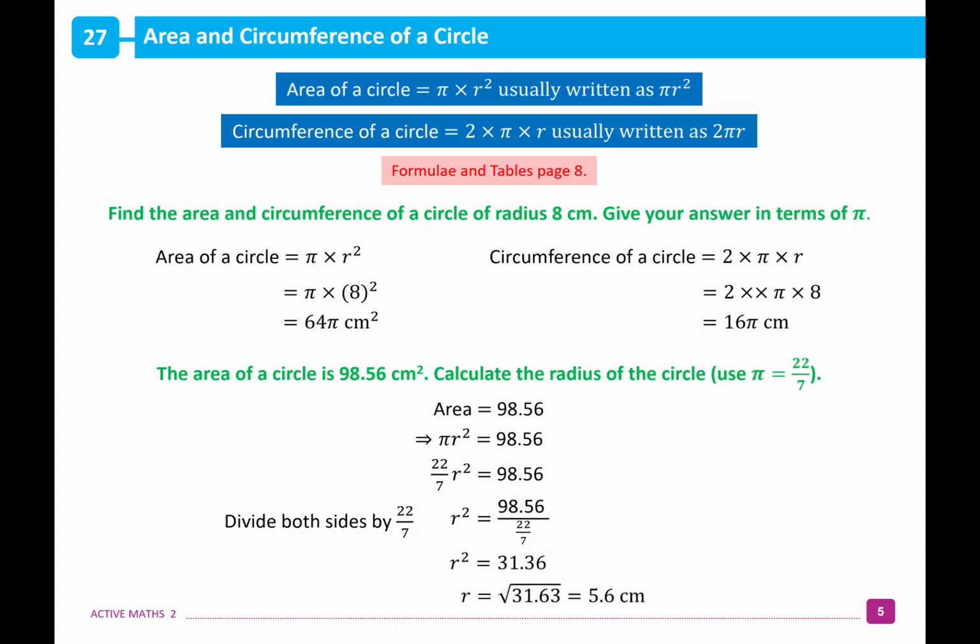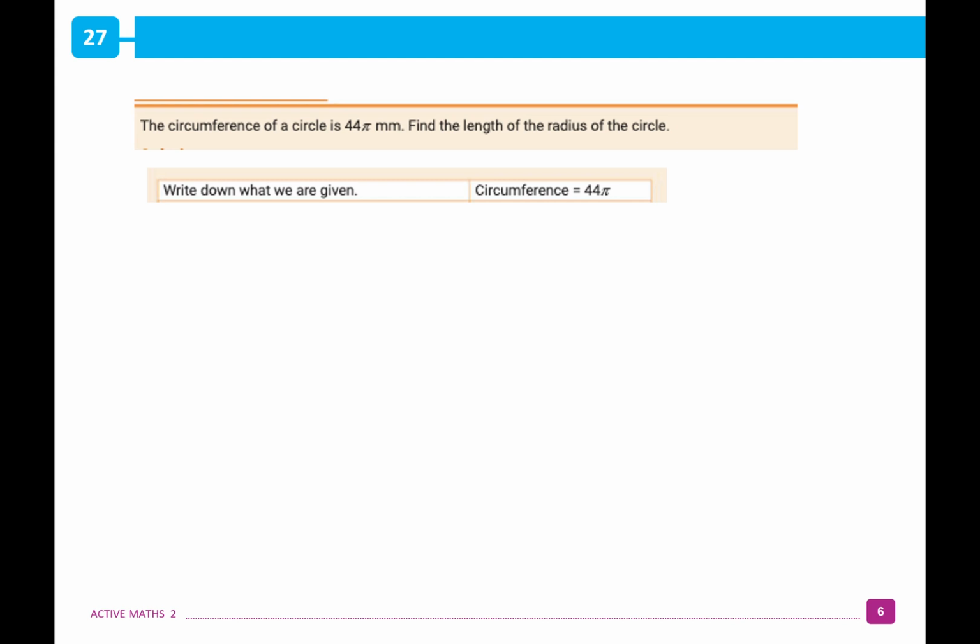This gives us, or is equal to, the square root of 31.63, which is equal to 5.6 centimeters. Let's try another example where we have to find an unknown dimension. This time we're told that the circumference of the circle is 44 pi millimeters. Find the length of the radius of the circle.